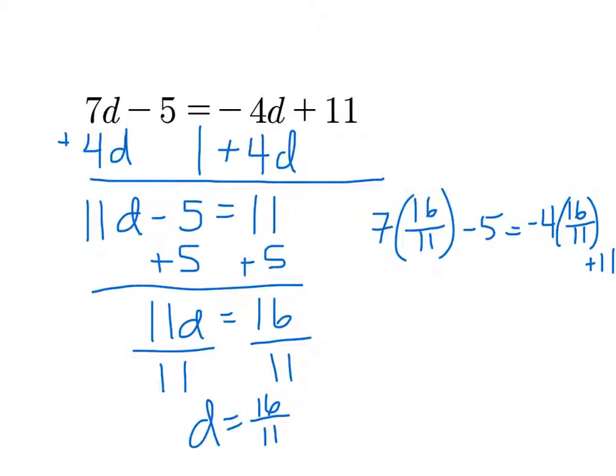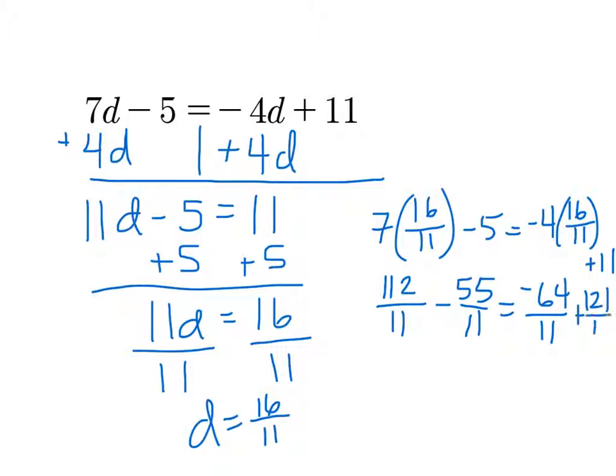All right, so if I multiply, 7 times 16 is 70 plus 42, which is 112 over 11. I'm going to write that as minus 55 over 11. So I know I moved fast there, but it's not that complicated. All I'm really doing is changing the negative 5 over to 11ths, so I have a common denominator. And this will be negative 64 over 11 plus 121 over 11.